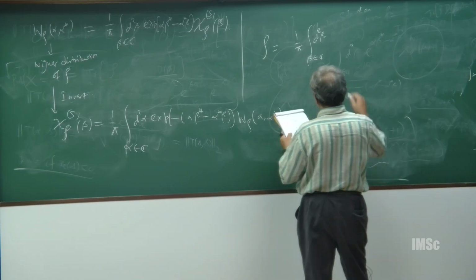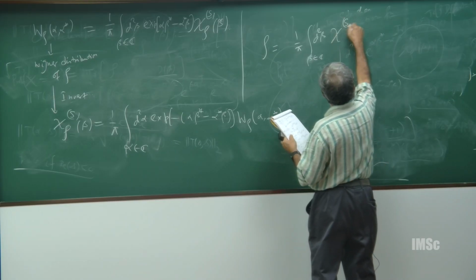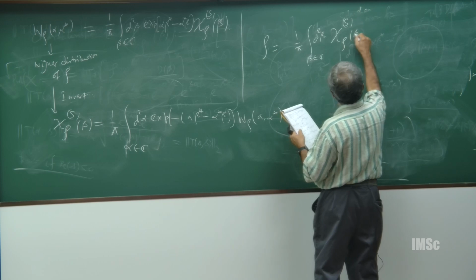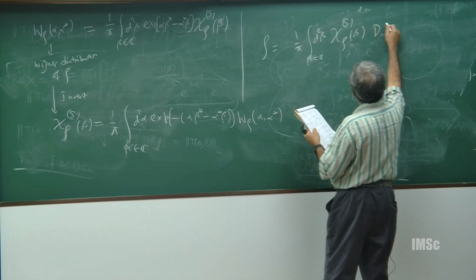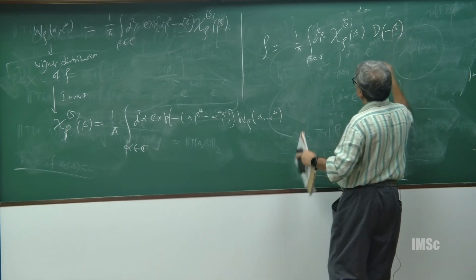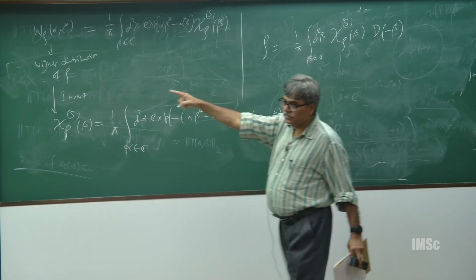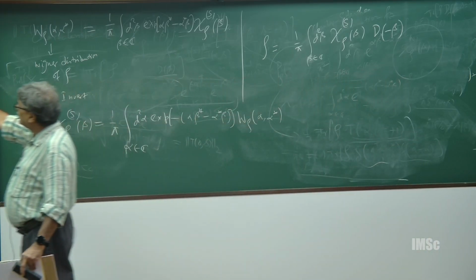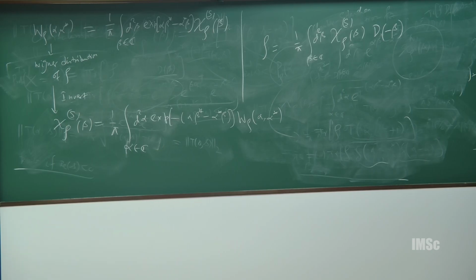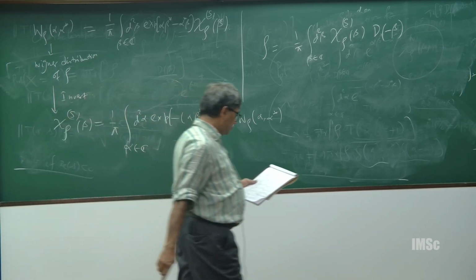So, this is the symmetrically ordered characteristic function, then D of minus beta. Is that clear? This is the expression for the density matrix. That is also a bounded operator. Okay, good.